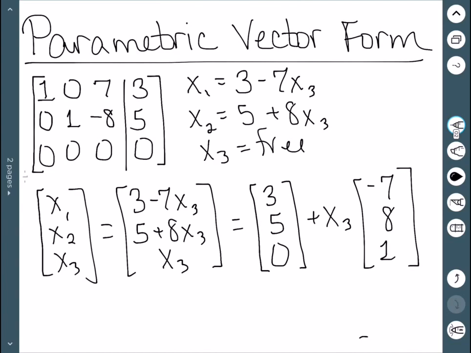We simply write our solution in terms of a vector and then break it up to where we have a constant vector and then a vector for each free variable. And in general, this is of the form x equal to p plus tv. p is the particular solution. In fact, if we let x3 be equal to 0, we can see that 3, 5, 0 would be the answer. t is our free variable, and then v is the vector that corresponds to this. And this is actually a line.